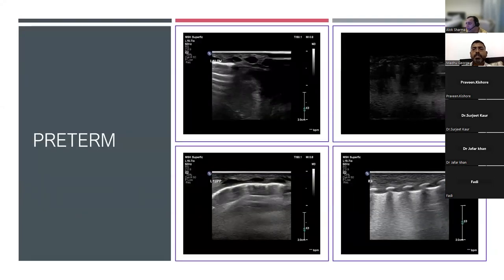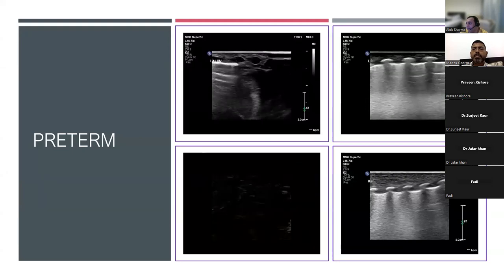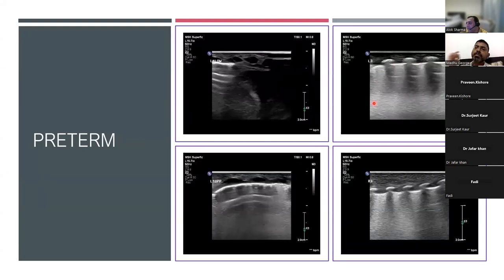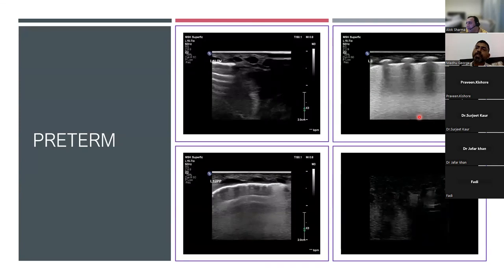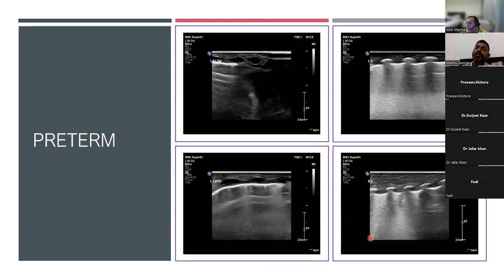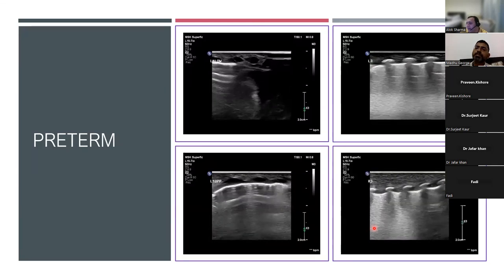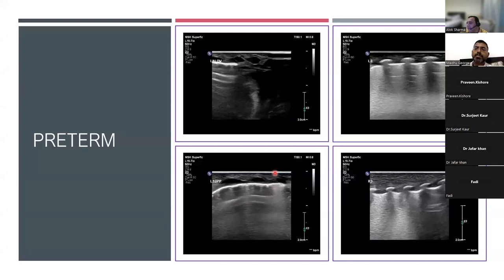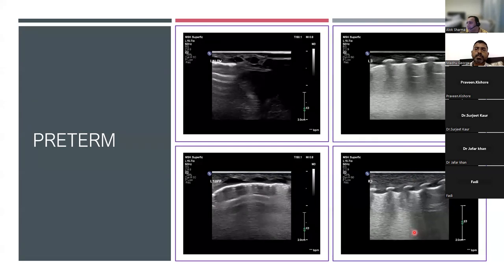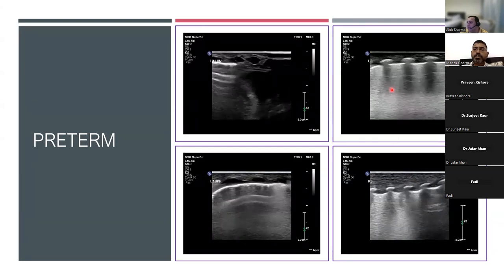And as you move laterally, what you can see is L3 is completely white out. R3 is completely white out because the baby's supine. The anterior region is a little bit better aerated on the left side as compared to the posterior regions and lateral regions. So your labeling is quite crucial.